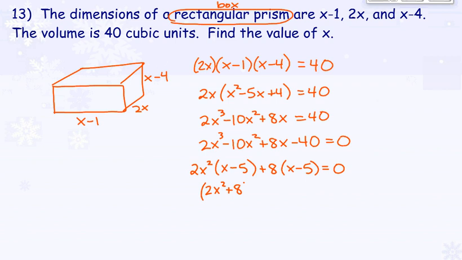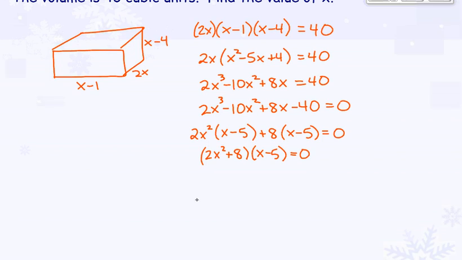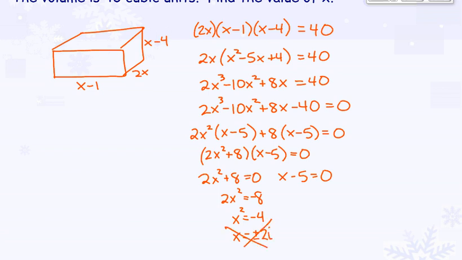And then finish the grouping process. And now we have our two factors. Set each factor equal to 0. And solve each one. And it probably won't take you very long to realize that what's going to happen over here with this one is you're going to end up with imaginary solutions, and it doesn't make sense for a box dimension to have an imaginary number. So eliminate those. Those are extraneous. X equals 5 is a possibility.